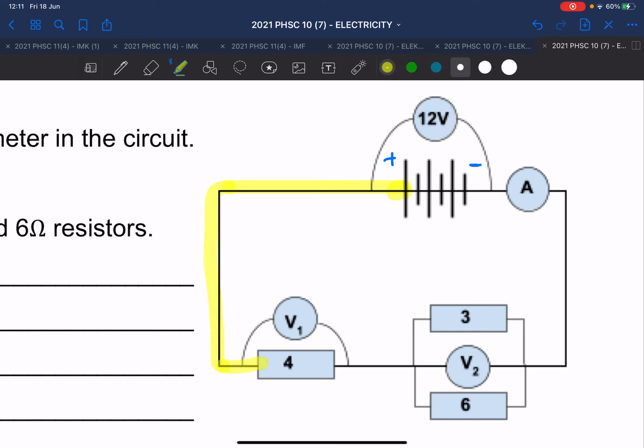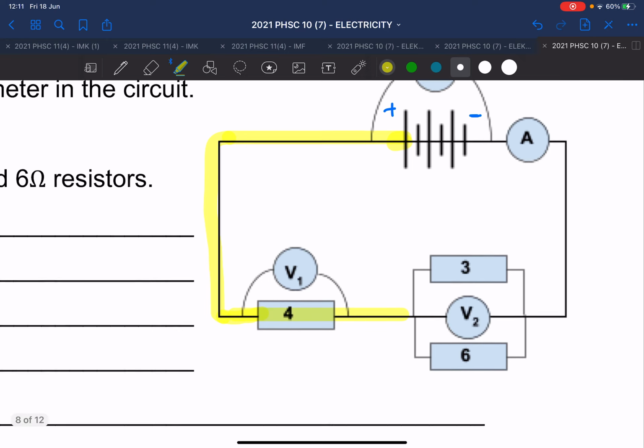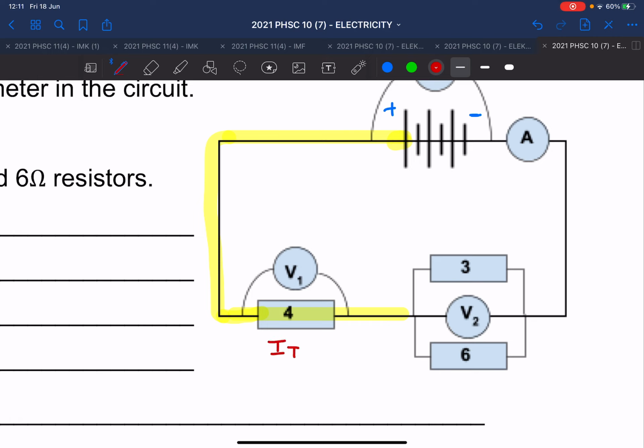Then they get here. The whole current must pass through there. All of the little men. So I'm making a note for myself. I'm saying that is the total current that passes through the 4 ohm resistor. Then they get to the parallel combination and they have a choice. They can either go through the 3 ohm resistor or they can go through the 6 ohm resistor. So they will split up the current.